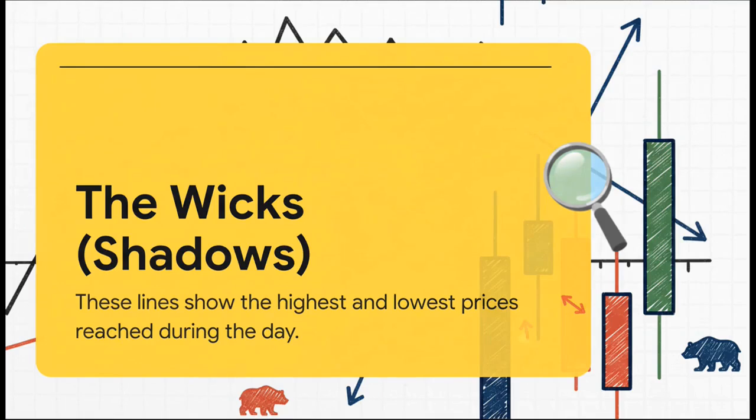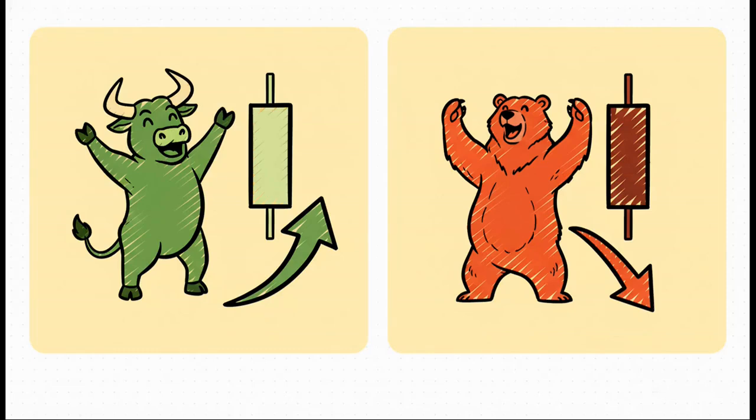And what about those thin lines sticking out from the top and bottom? Those are called wicks, or sometimes you'll hear them called shadows. Think of these as showing the full range of the battle. They represent the extremes, the absolute highest and lowest points the price hit during all that fighting before things finally settled.